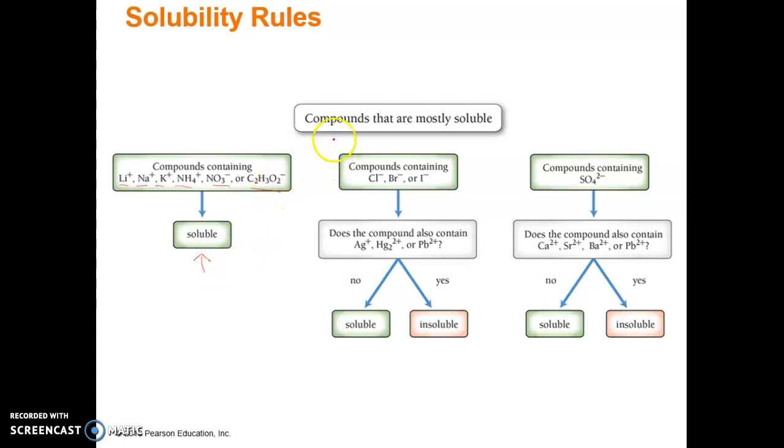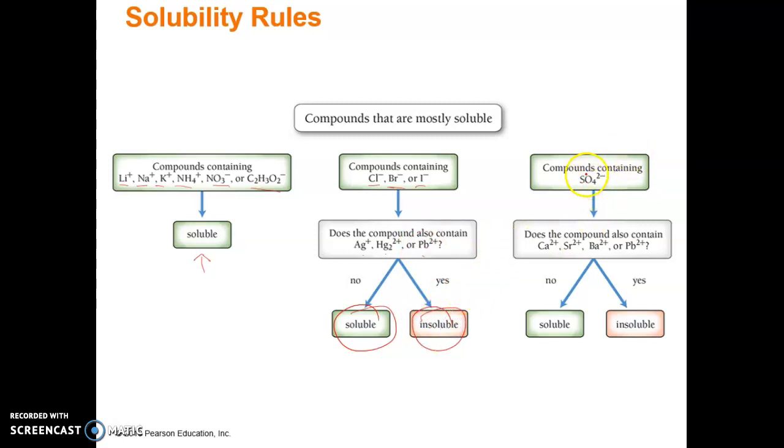Now compounds that are mostly soluble. Let's look at this table. So compounds containing chlorine, bromine, and iodine. Now you have to look at the next rule. Does the compound contain silver, mercury, or lead? If it does not contain silver, mercury, or lead, and you have a chlorine, a bromine, or an iodine, it's going to be soluble. If it does contain a silver, a mercury, or a lead, it's going to be insoluble.